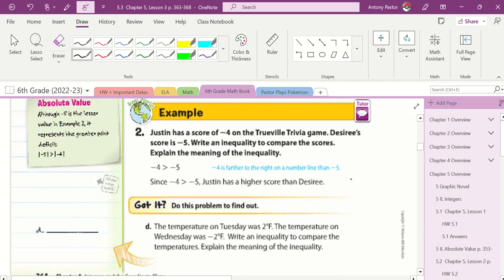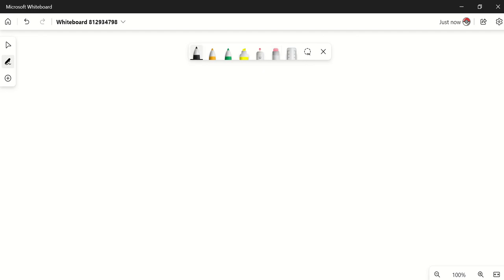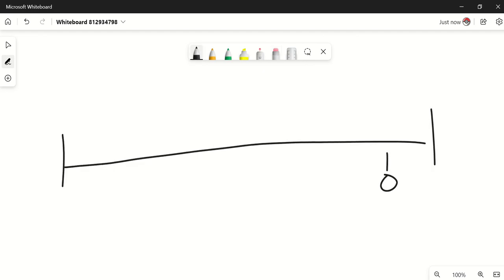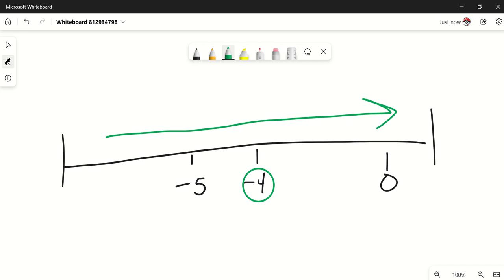Let's do this example. Justin has a score of negative 4 on the Trueville trivia game. Desiree scores negative 5. Write an inequality to compare the scores. Explain the meaning of the inequality. Because we have two negatives, negative 4 and negative 5, we always look at it as a number line. I'm going to put 0 here. Negative 4 is going to be closer to 0 than negative 5 is. Negative 4 is closer to the right. Again, money: would you rather owe $4 or $5? Negative 4 is going to be greater than negative 5.